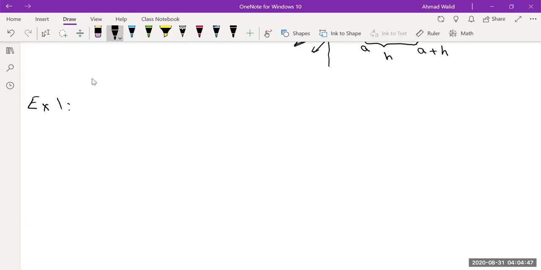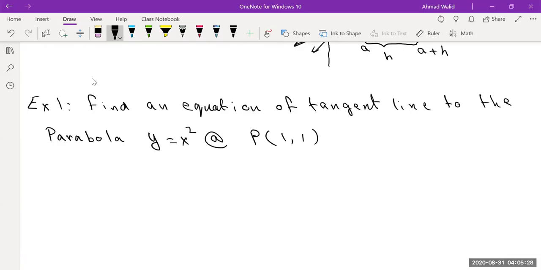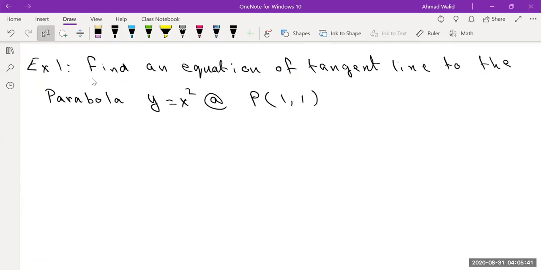Example number 1. Find an equation of the tangent line to the parabola y equals x squared, or f of x equals x squared, at P(1, 1). Even though I'm not graphing this problem now, I want to find the equation for the tangent line that passes through the point (1, 1) of this curve. y equals x squared, everyone knows it's a parabola, right?